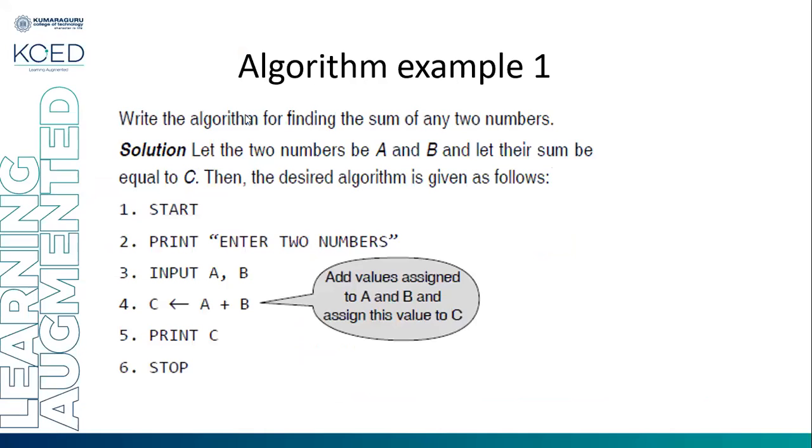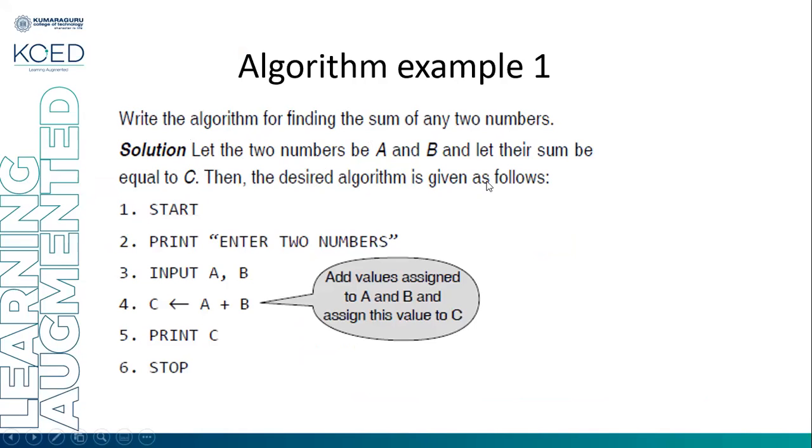So, first example, write the algorithm to find the sum of any two numbers. Let the two numbers be a and b, and their sum be equal to c. That means the sum is stored in the variable c.